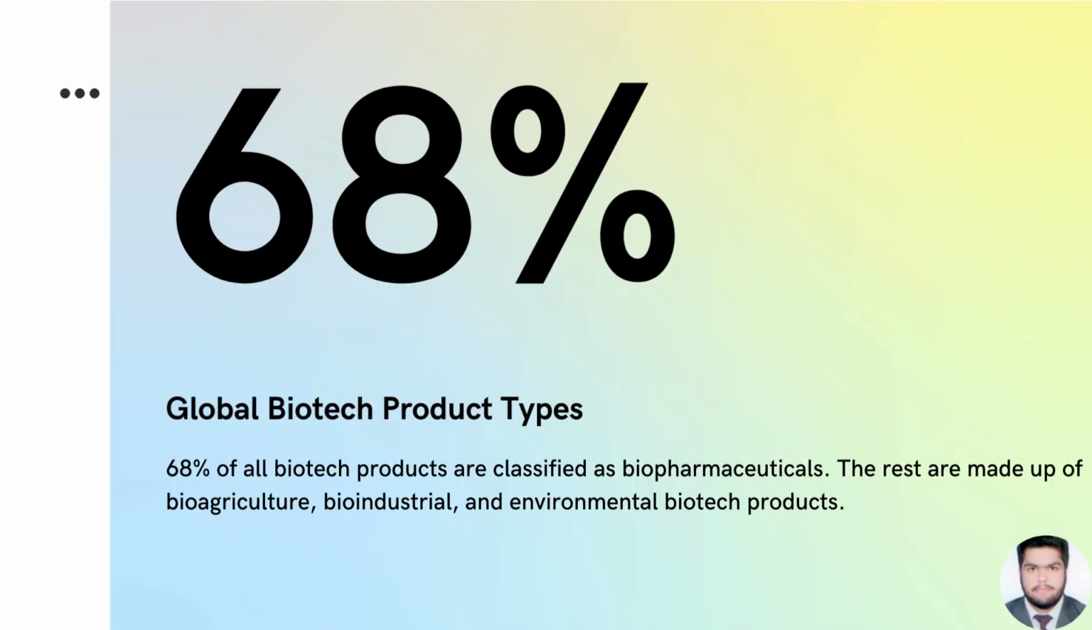Global biotech product types. 68% of all biotech products are classified as biopharmaceuticals. The rest are made up of bioagricultural, bioindustrial, and environmental biotech products.